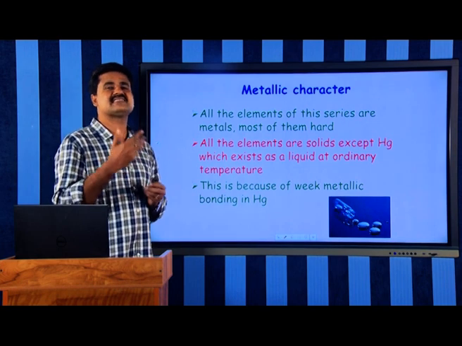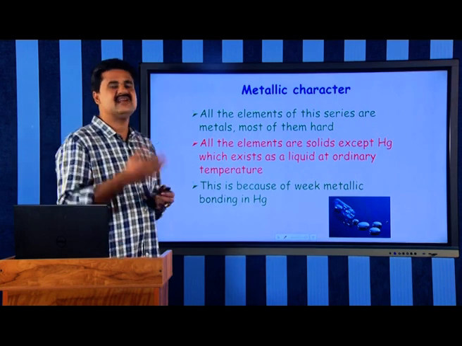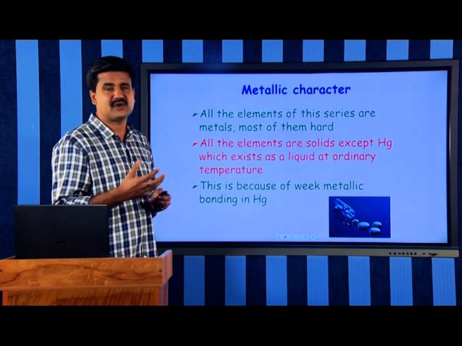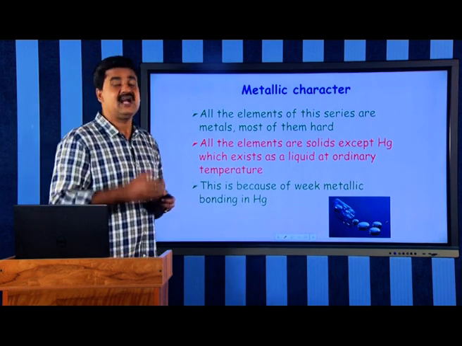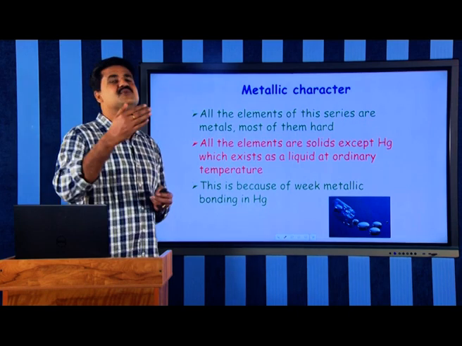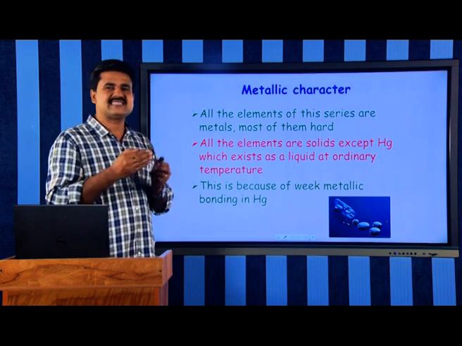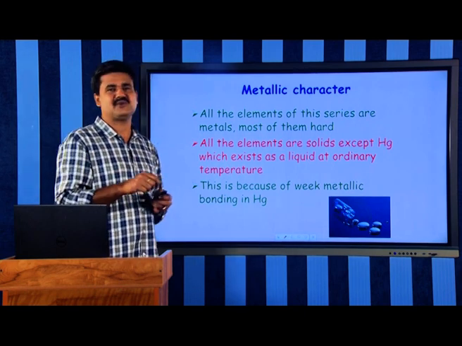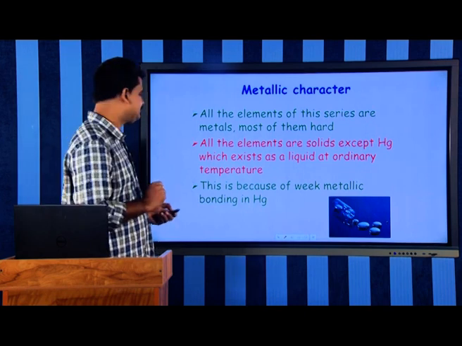Why does mercury exist as a liquid at room temperature? This is because in mercury there is very weak metallic bonding. The weak metallic bonding is a result of high ionization enthalpy in mercury. High ionization enthalpy in mercury is due to its very stable electronic arrangement. So, high ionization enthalpy and hence weak metallic bonding cause the liquid state of mercury at room temperature. So, except mercury, all are metals, almost all of them hard metals, and all are solids.